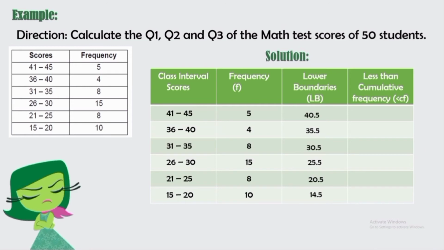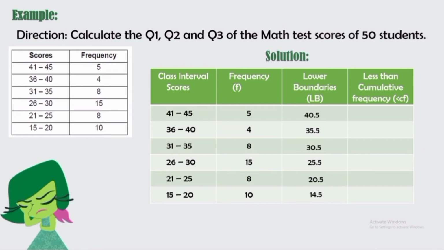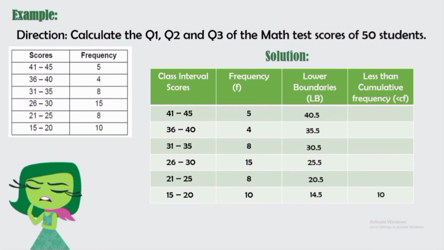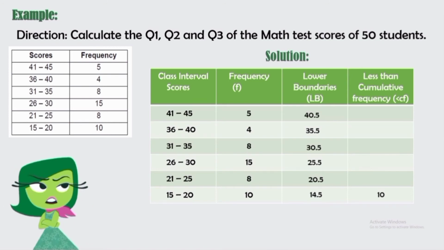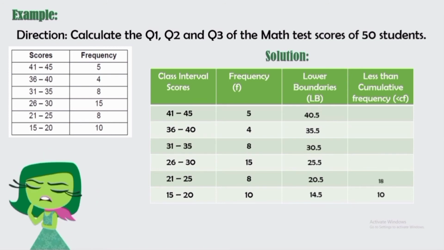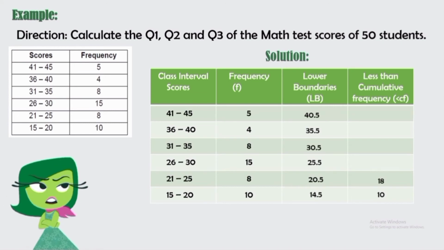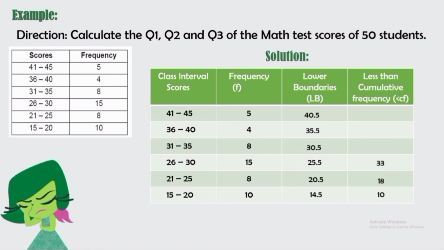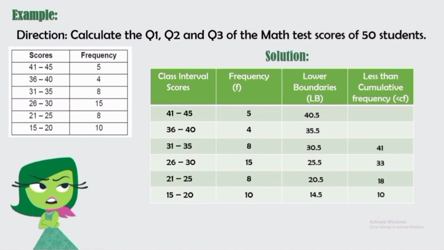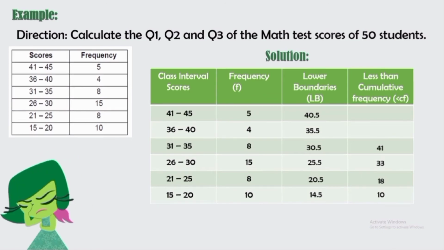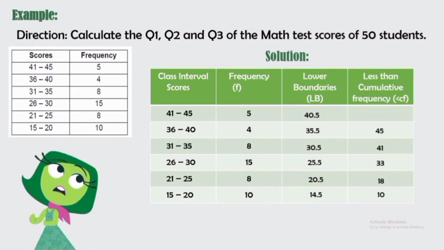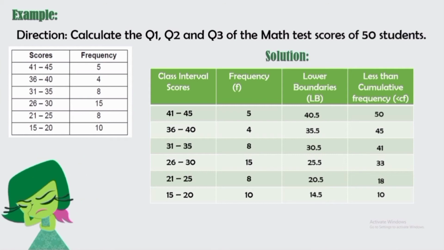Now to get the less than cumulative frequency, our first frequency is 10. 10 plus the next frequency, which is 8, is 18. Plus 15, we have 33. Plus 8, we have 41. Plus 4, we have 45. Then plus 5, we have 50.